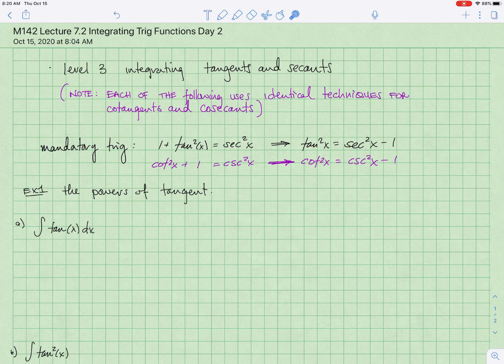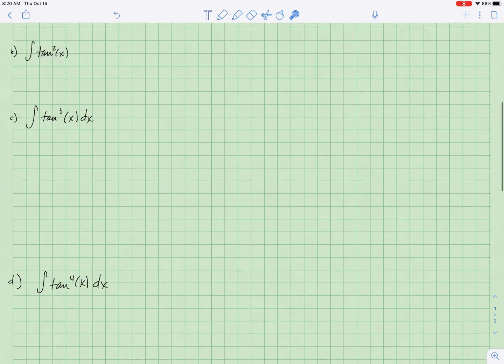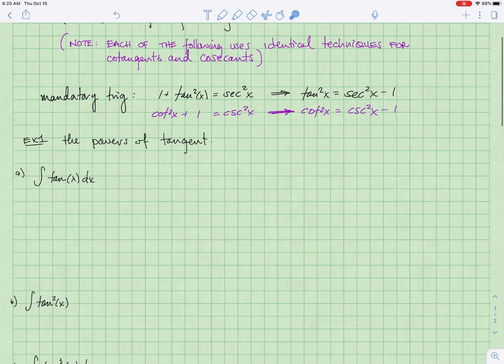Okay. We're going to start off in this video with just the powers of tangent. So let's take a look and see what happens as we progress through powers of tangent. Now, we've already seen some of these. In order to integrate tangent, I want to note one thing. Note, we never integrate tangent directly. This is almost always manipulated into some other form.